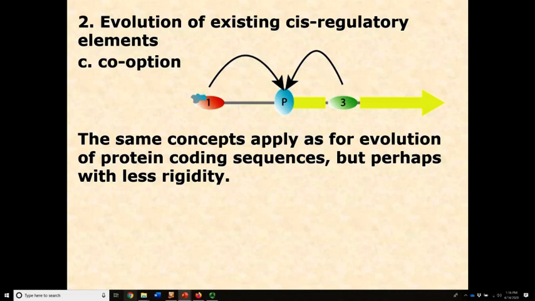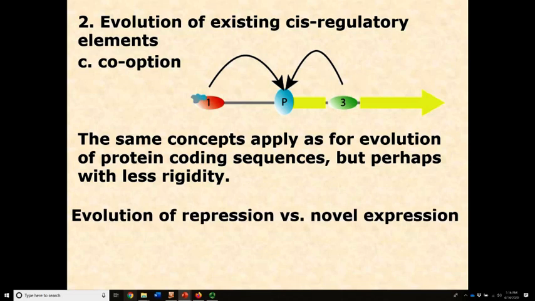And then cooption, we'll look at this just a little bit because we kind of already just talked about it with wings, but the same concepts apply for protein coding sequences with less rigidity. This applies a little bit here also, but just remember cooption is when we hijack or use an entire network in an area where it wasn't used before, and know that insect wings might be a good example of that.